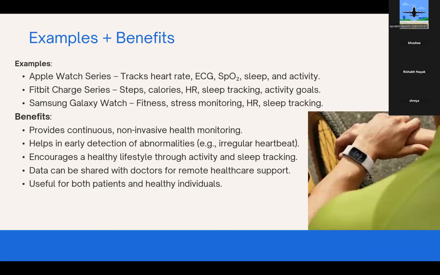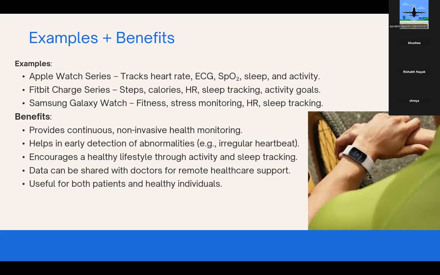Now we'll discuss examples and benefits. Some of the commonly used examples are Apple's Watch series, Fitbit Charge series, and Samsung Galaxy watches. Benefits include continuous non-invasive health monitoring, help in early detection of different diseases, and it encourages a healthy lifestyle through activity and sleep tracking, and data can be shared with doctors for remote healthcare support.